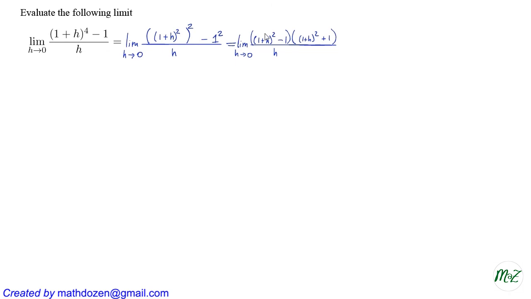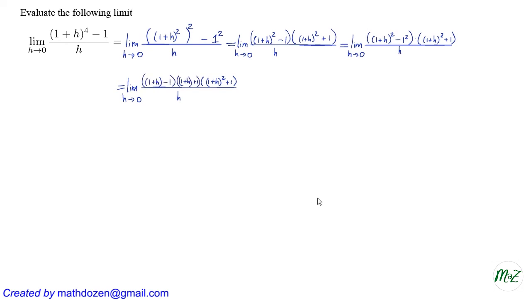But the third parenthesis, 1 plus h squared minus 1, is actually factorable further. We again represent this one as 1 squared, and we again have difference of squares. Okay, so do the similar a minus b times a plus b trick. And we're going to be looking at the limit, and we have 1 plus h minus 1 times 1 plus h plus 1 times the familiar 1 plus h squared plus 1 term, and all of that over h.